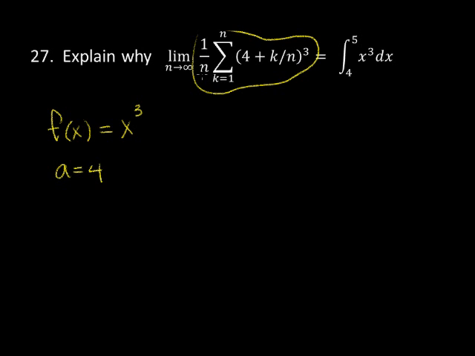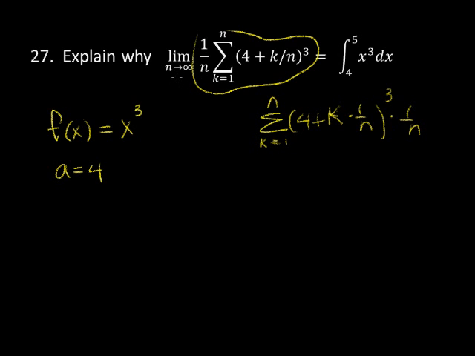So this 1 over n could have been written this way: the sum from k equals 1 to n of 4 plus k times 1 over n, cubed, times 1 over n. Notice k is what's changing in this sum, not n.